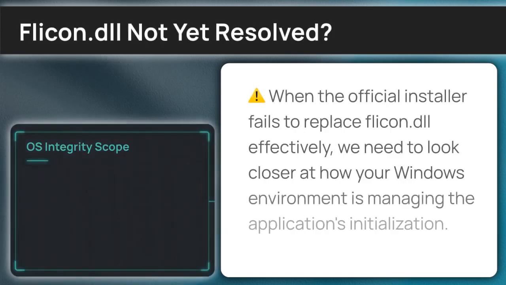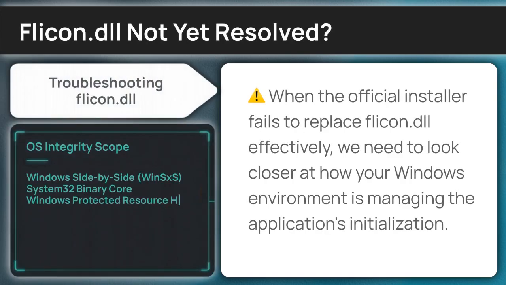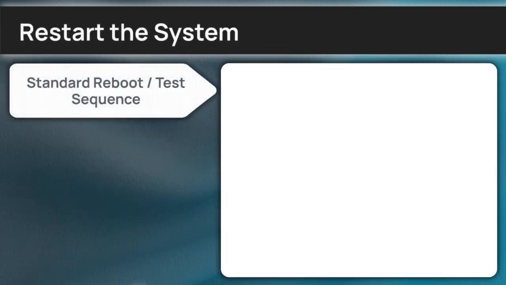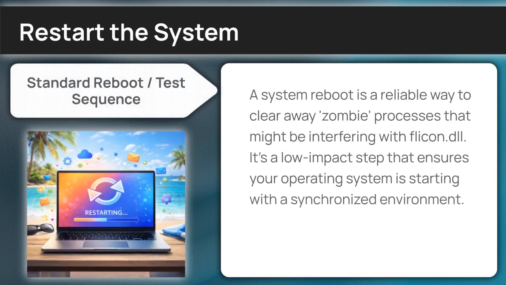If the setup package didn't provide a resolution, we need to look under the hood at how your system handles current session configurations. Performing a restart can determine if the error is just a transient environment glitch. A reboot refreshes your system's path variables and can sometimes re-establish a broken link to the FL icon module file.